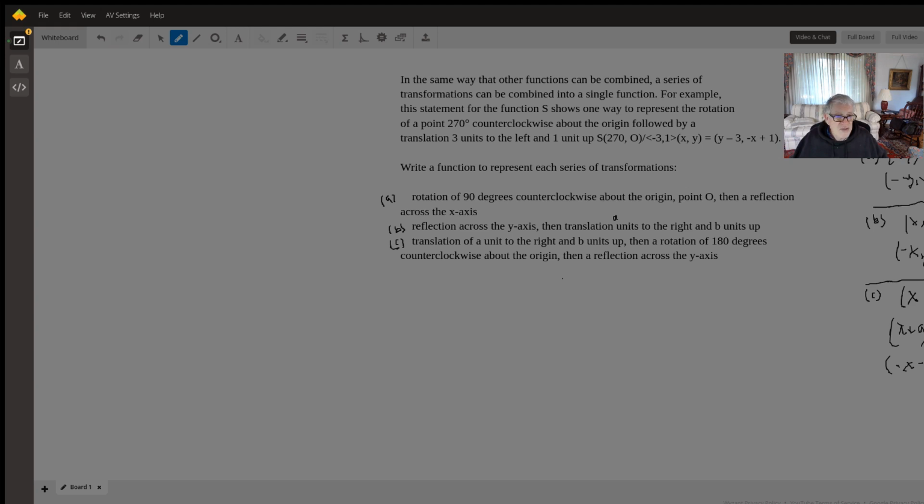Kind of tedious. You have to learn the rules. You need to memorize your rotations. You need to memorize the reflections. Reflections are kind of intuitive. Translations are also intuitive. So mostly I would say try to memorize the rotations 90, 180, 270. That's all you really need most of the time. You can sometimes be asked to do a reflection where the point is not the origin.